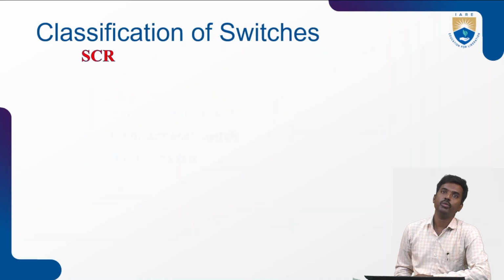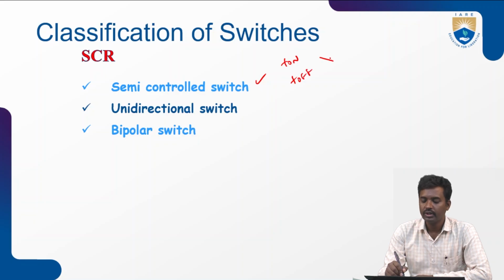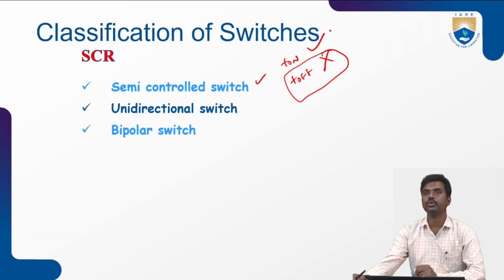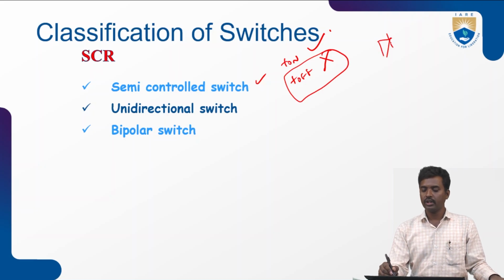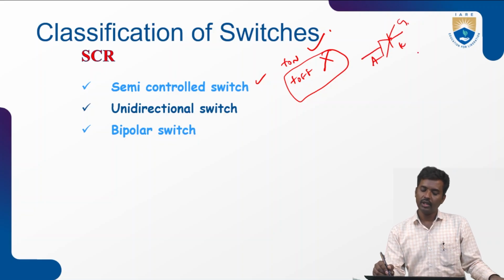What about the SCR? So it is a semi-controlled switch. Turn on is in our hand, but turn off is not in our hand. So here we need an external device to turn off. It is a semi-controlled switch. So here this is the SCR symbol, with anode, cathode and gate. Here anode voltage is greater than 0 and IG is not equal to 0. IG is greater than 0, it will turn on.